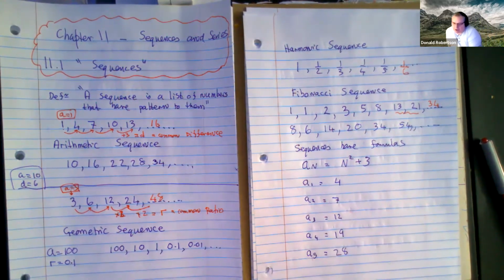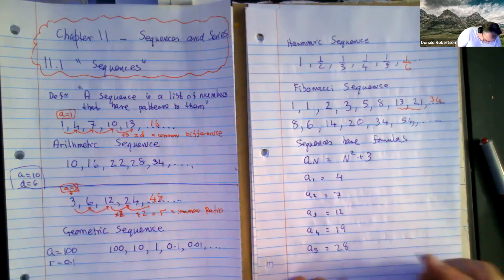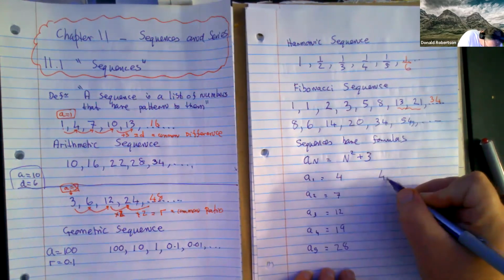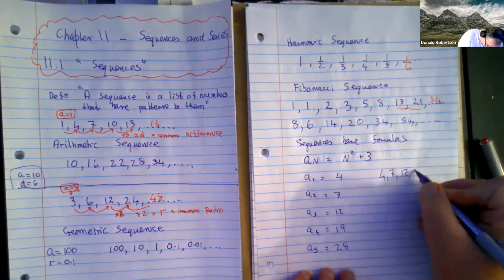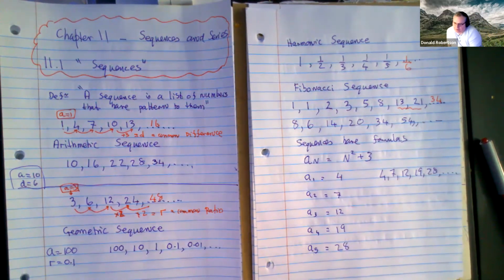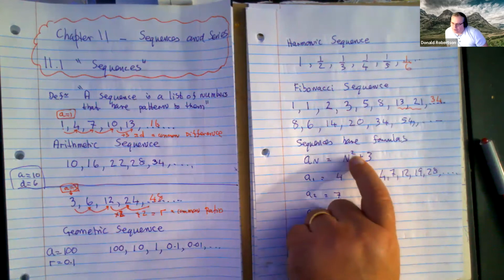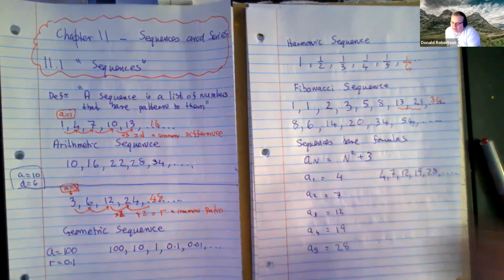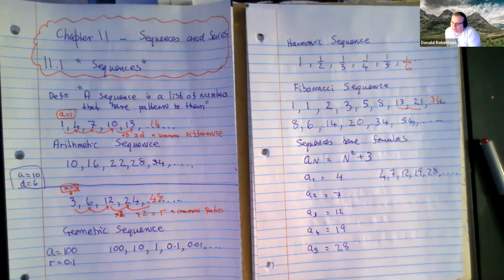Are you comfortable about how I got the value for each of those particular terms? So if you wanted to write that sequence down, you would say 4, 7, 12, 19, 28. And wouldn't that represent the first 5 numbers in that sequence? So if you give me a formula, I can create the sequence. Agreed? Yes, no, maybe? We're good? Okay.